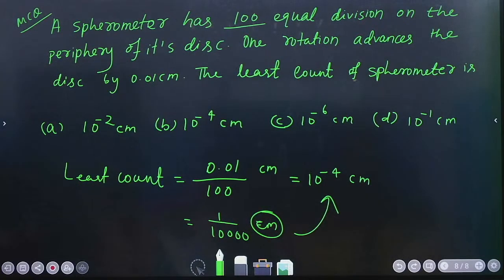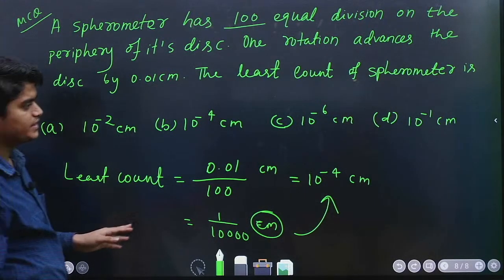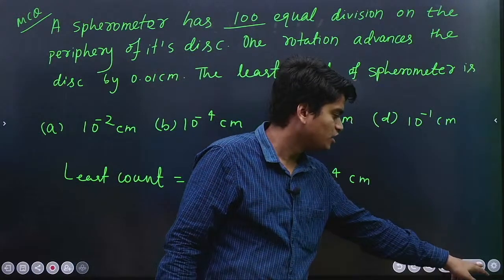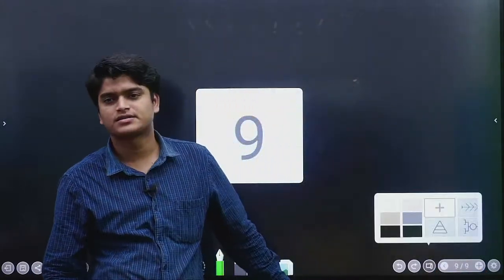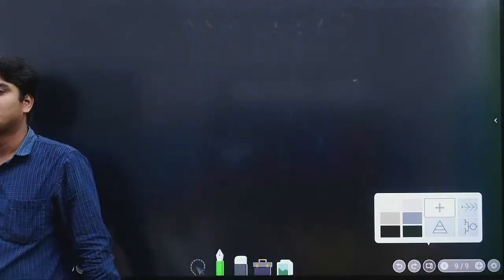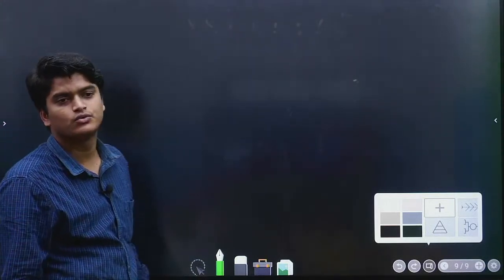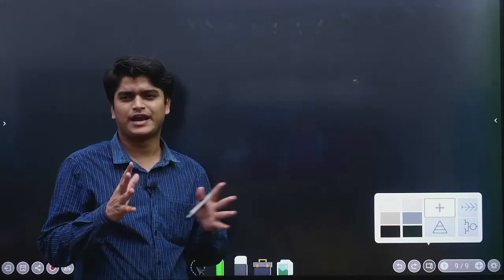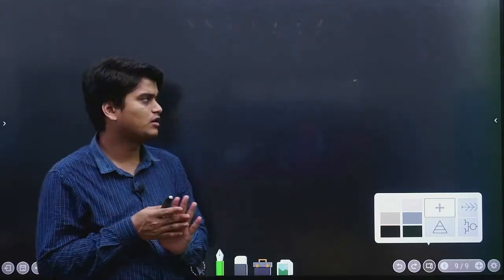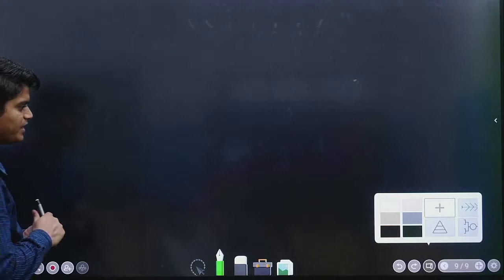Clear? Okay. Now next, listen. This is one type of question they can ask you, what is the least count. Another type of question they can ask you is what is the total diameter, like that type of things with all other things.